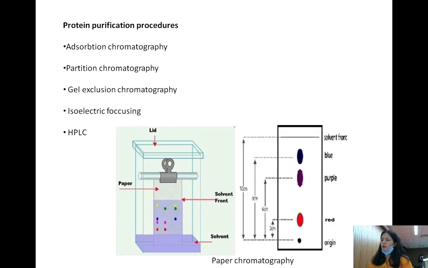Clear? Now let us come to protein sequencing. We will come to the primary structure of the protein. How do we know the sequence of amino acids that are present in the polypeptide chain? In order to know the sequence of the protein in a polypeptide chain, first of all, we have to isolate the protein.